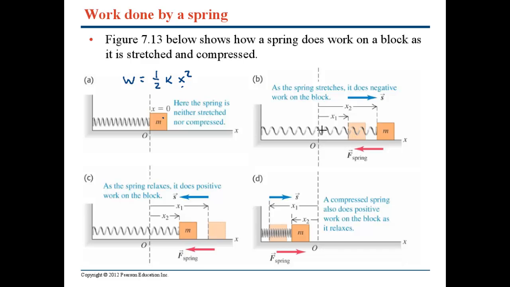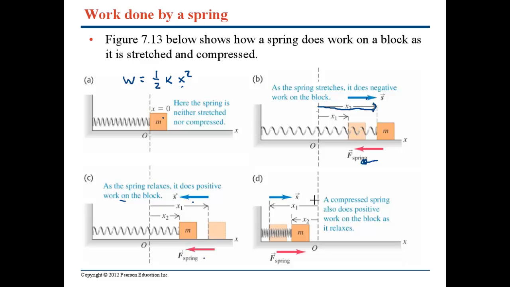If we take this block and we stretch it over some distance right there, the spring is pulling backwards on the block. The force of the spring, you know intuitively, is in that direction, which is the opposite direction of motion. So the spring is doing negative work on the block, and as the spring relaxes, as you let it go and pull the block back towards the origin, that's where it wants to go. Now it's doing positive work because the direction of the motion of the block is in the same direction as the force of the spring.